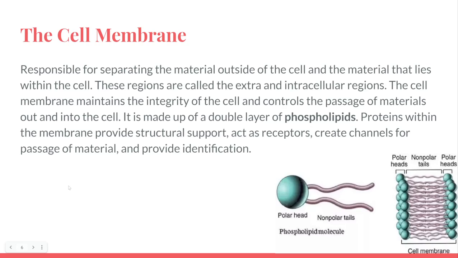The cell membrane. The cell membrane is responsible for separating the material outside of the cell and the material that lies within the cell. These regions are called the extra and intercellular regions. The cell membrane maintains the integrity of the cell, and it controls the passage of materials out and into the cell. It is made up of a double layer of phospholipids, which are lipids made up of two fatty acid tails and a phosphate head group. You can see that at the bottom where it highlights the polar head and non-polar tails. Proteins within the membrane provide structural support, act as receptors, create channels for passage of material, and provide identification. The cell membrane is actually responsible for keeping out things like viruses and bacteria, which can harm the cell.